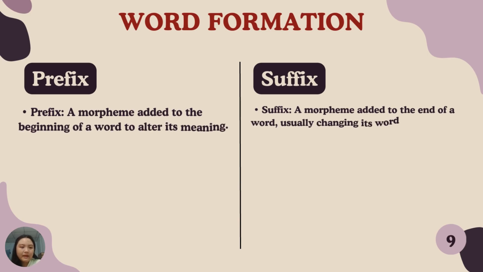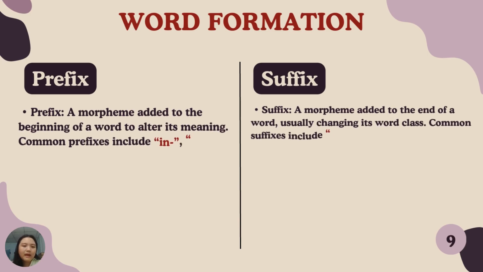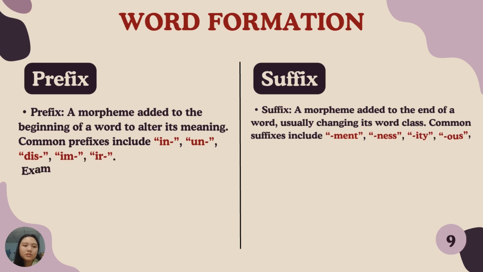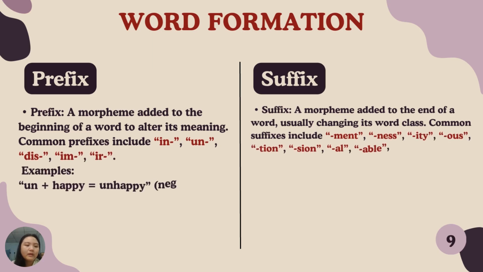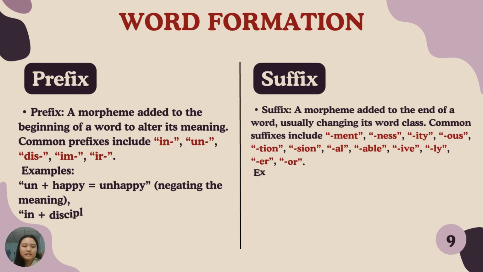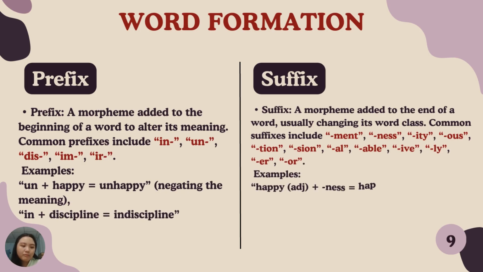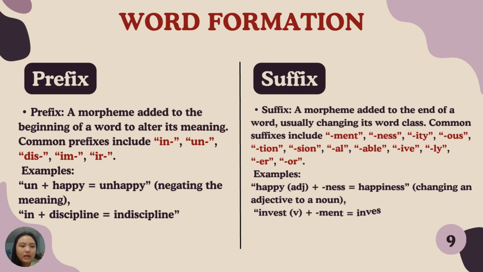For the prefix and suffix, we just call them affixes. So an affix is like a bound morpheme that you add to the free word to create a new word. The prefix is a morpheme added to the beginning of a word to alter its meaning. Here I have some common prefixes: in, un, dis, ir.